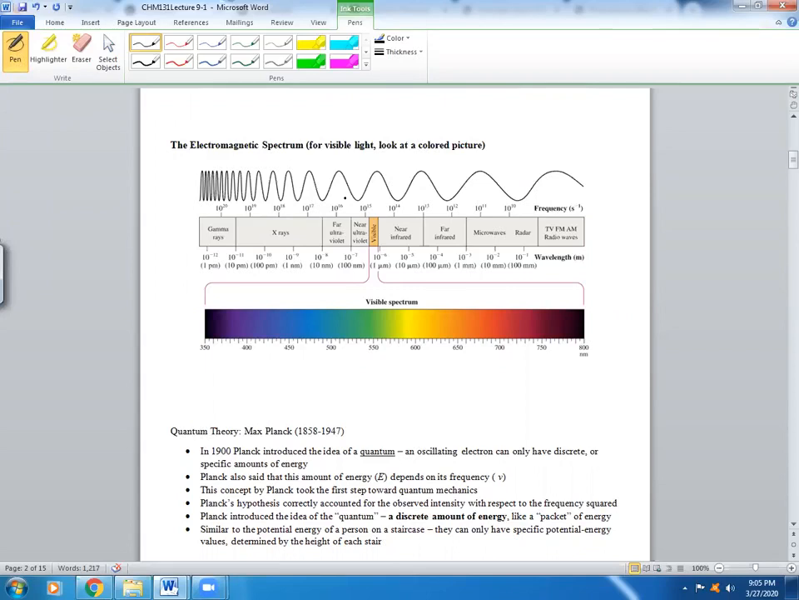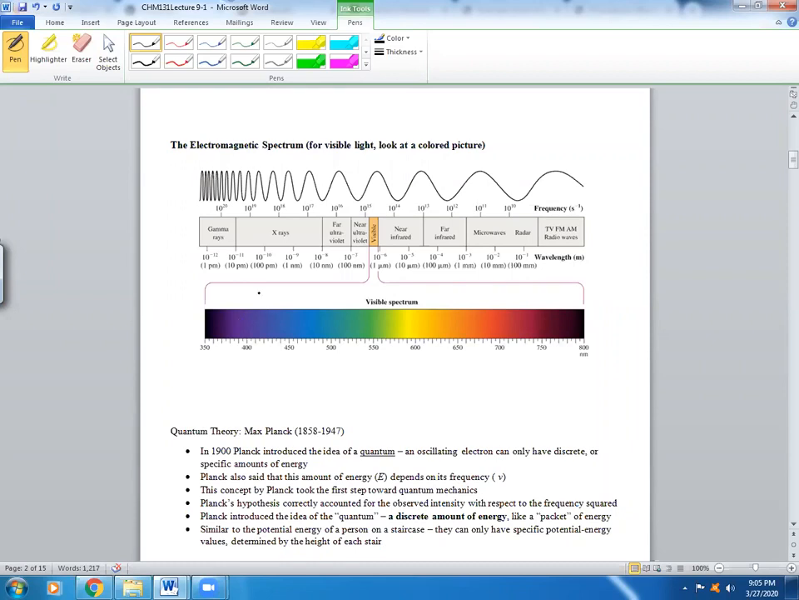The electromagnetic spectrum encompasses all the types of electromagnetic radiation, all the types. And what do I mean by the types? Types means they're different by their wavelengths and ultimately their frequency.